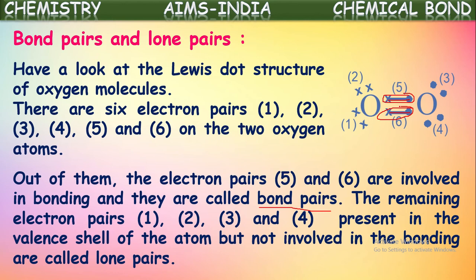Such pairs of electrons which are present in the valence shells of these participating atoms, but are not involved in the bond formation, are called lone pairs of electrons. Okay, those 4 pairs are called lone pairs of electrons. Did you get it? The pairs of electrons which are present in the valence shell of an atom, if they are participating in the bond formation, then they are called bond pairs of electrons. If they do not participate in the bond formation, then they are called lone pairs of electrons.